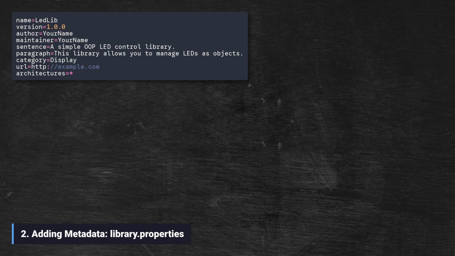Every library needs a metadata file called library.properties. This file contains information like the library name, version, and author. It's what the Arduino IDE uses to display your library in the Library Manager.